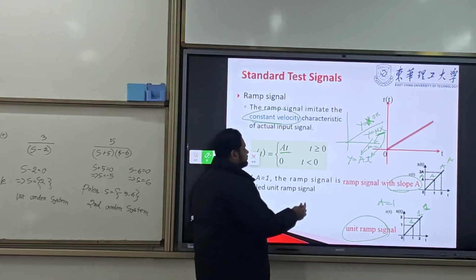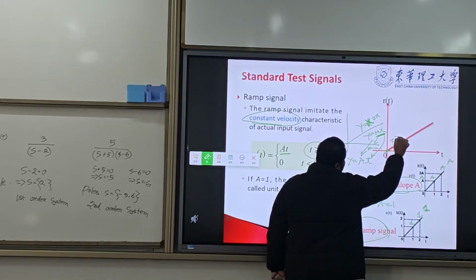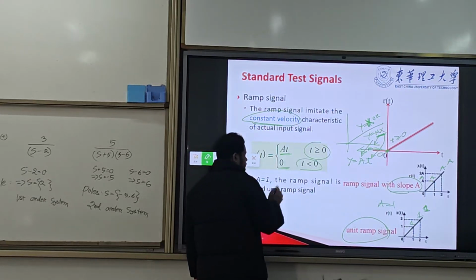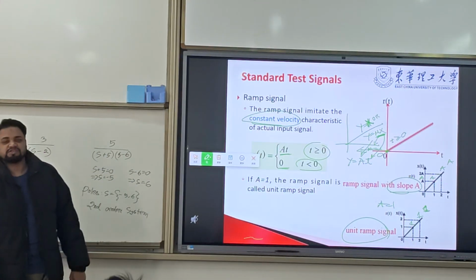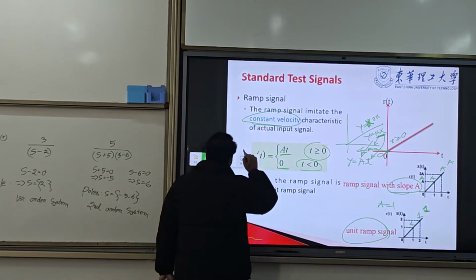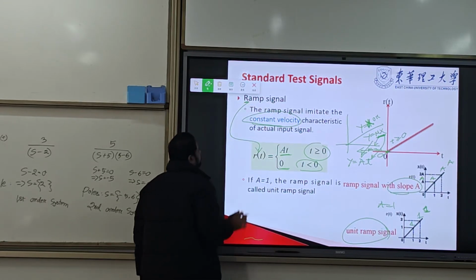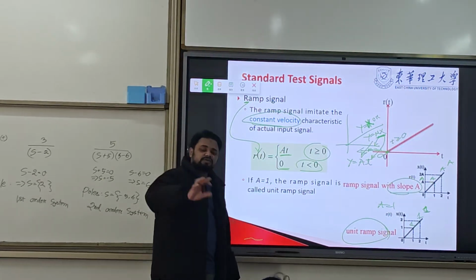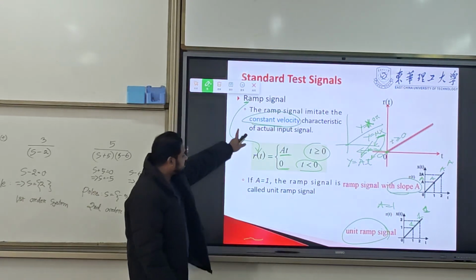What is the condition? t is greater than or equal to 0. From here, equal to 0 and greater. And on this side, all the values are 0. So if there is a constant velocity, a constant slope, that is called the ramp signal. Ramp signal is defined by r(t), R. Because it is a ramp, it is written by R, so the signal is r(t). To differentiate between signals: step signal u(t), ramp signal r(t).